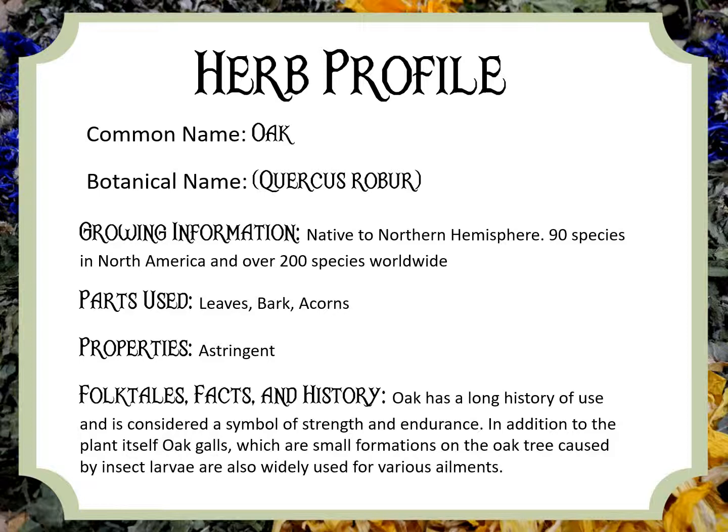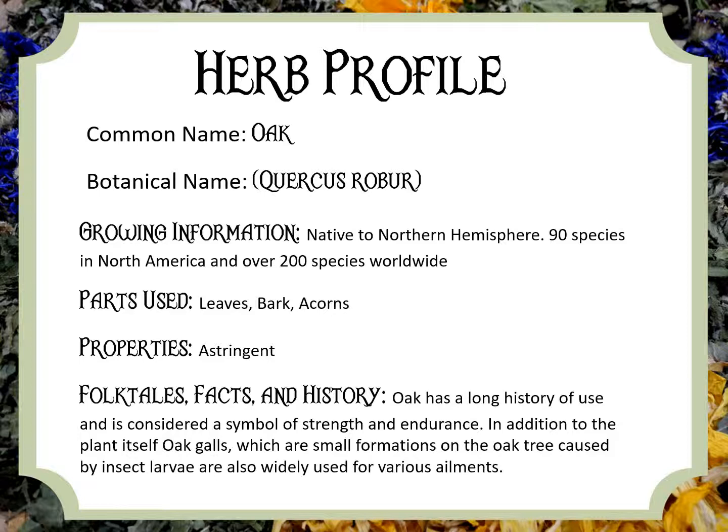The entire oak is actually commonly used for many different things. The leaves are used, the bark is used, the acorns are used. Oak is primarily astringent, highly astringent. It has something in it called tannins, which we'll talk more about. And tannins are extremely astringent, so they make the tissues of the body contract.